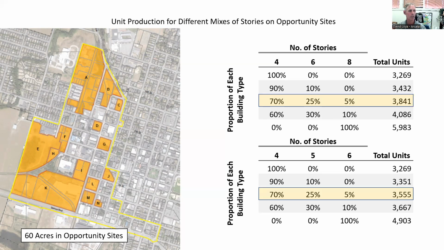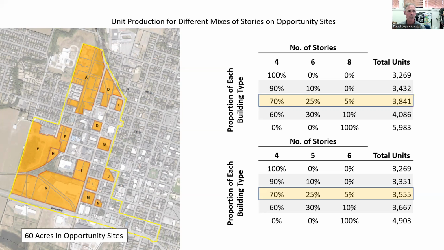If you look at this middle category, which is a pretty likely outcome, you'll have a lot of 4 story buildings, quite a few 6, and not so many 8 stories, in particular, since the 8 story buildings are only currently proposed in the Beryl District. You can see from this that allowing for 4, 6, and 8 story buildings does provide for more units, 3,841 compared to 3,555.